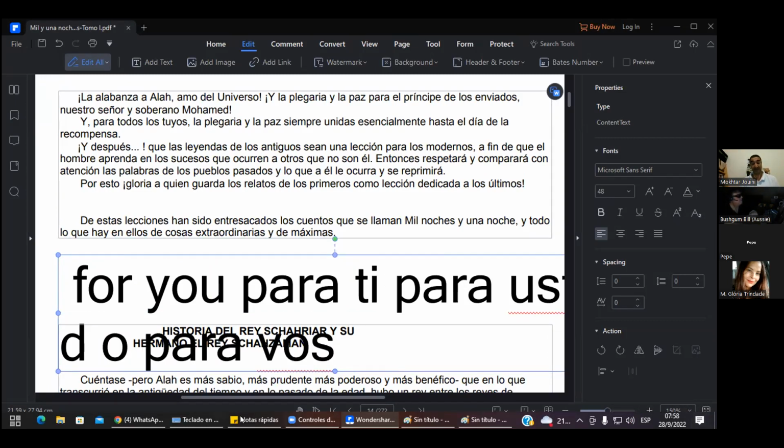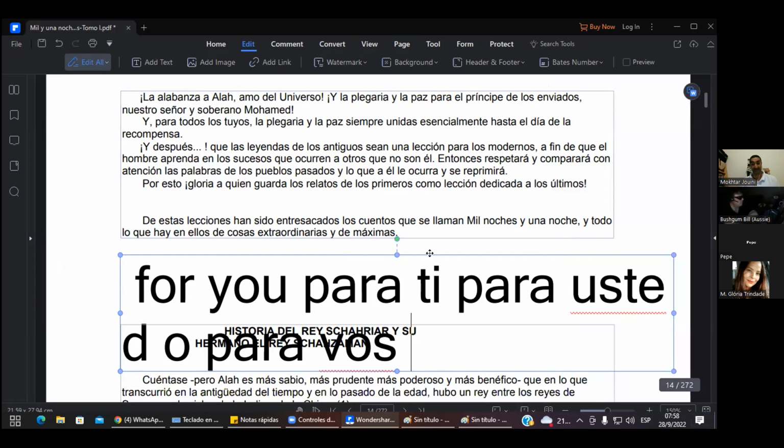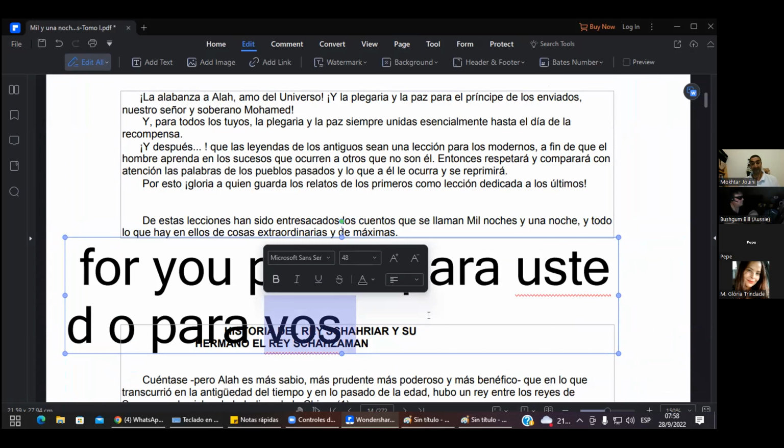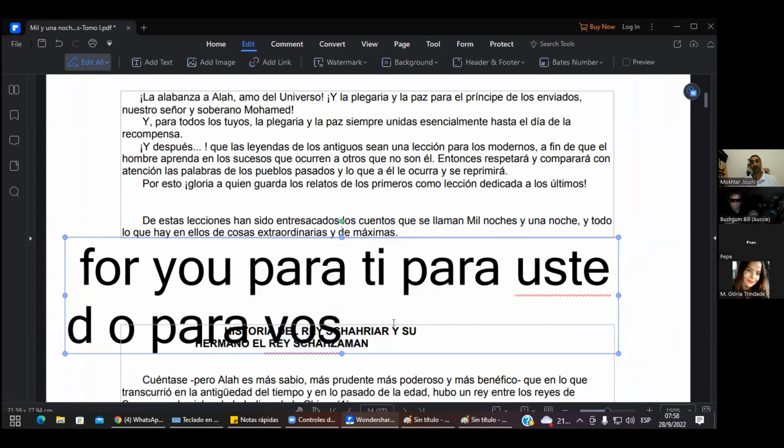Now, this is a very interesting thing, because we use vos. For example, in Argentina they use vos for the more familiar form. In Guatemala, El Salvador, Honduras, and Nicaragua we use vos, and in Argentina and Uruguay they also use vos. So it's very good.